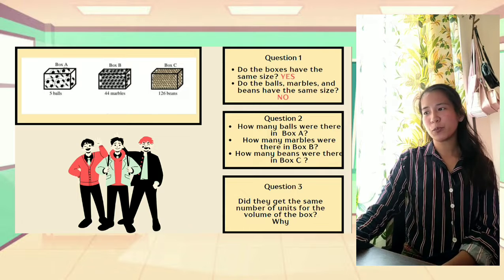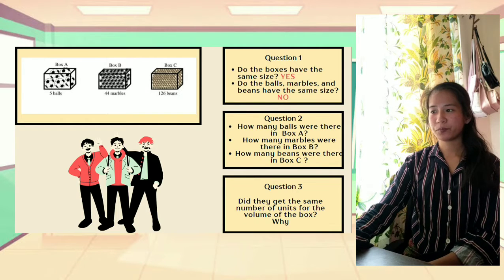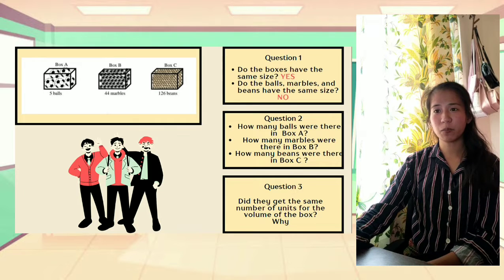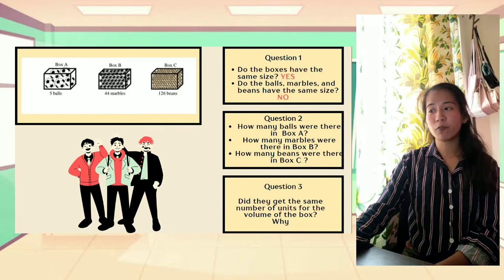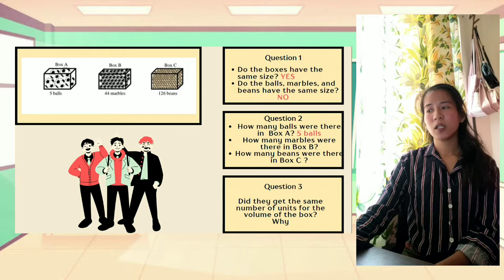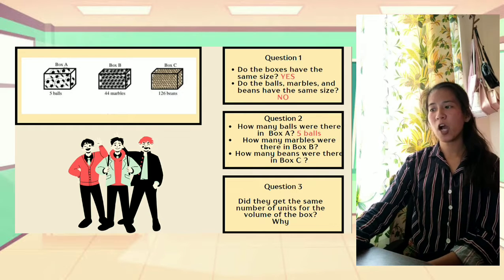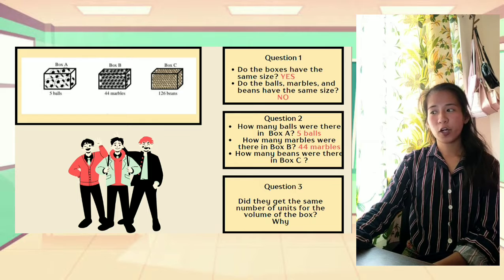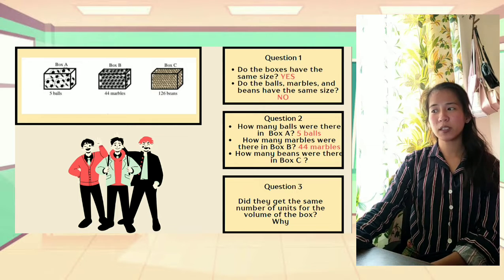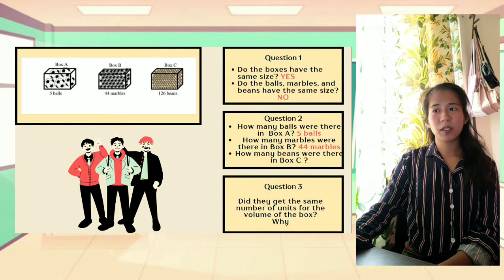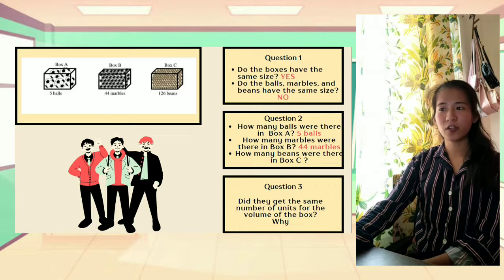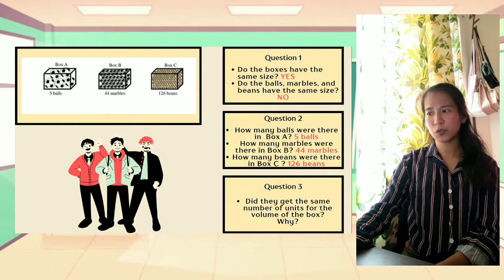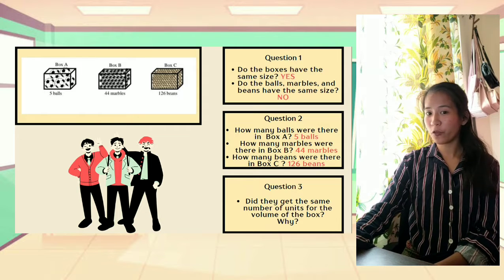Let's proceed to number 2. How many balls were there in box A? How many, class? In box A, there are 5 balls. How about the marbles? How many marbles were there in box B? There are 44 marbles. How many beans were there in box C? How many beans, class? There are 126 beans.